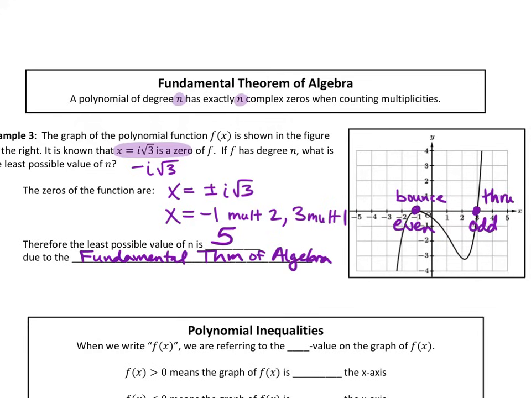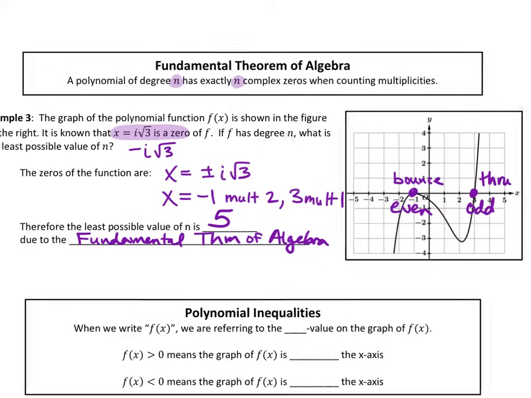Does that make sense? So don't let the graphs trick you. You can see the real ones. You cannot see the imaginary ones. You have to read the question and make sure they didn't tell you there was an imaginary one, because then you have to add that one in and its conjugate in.